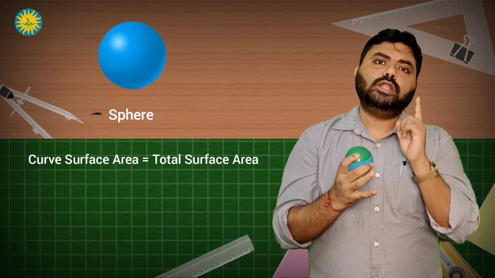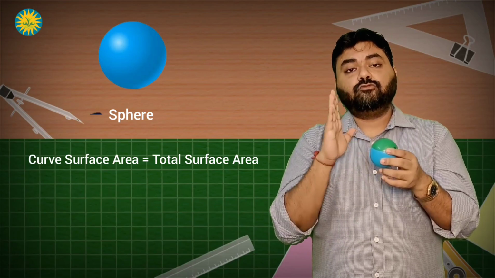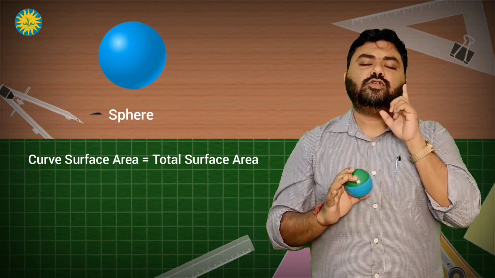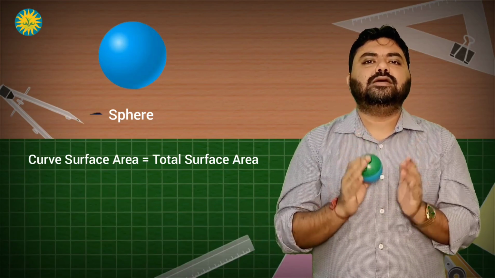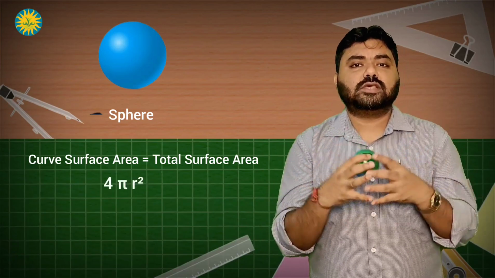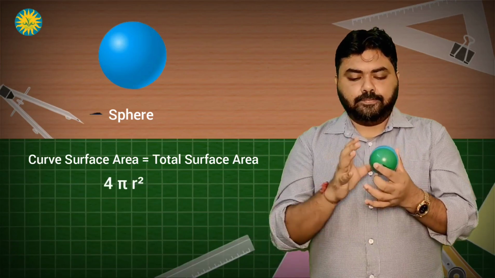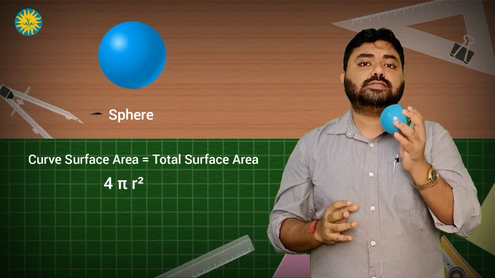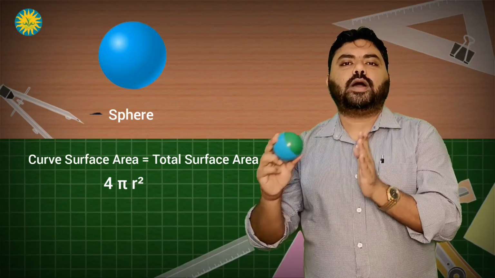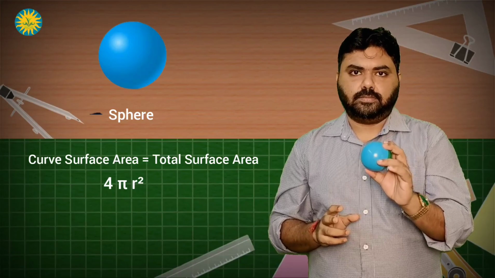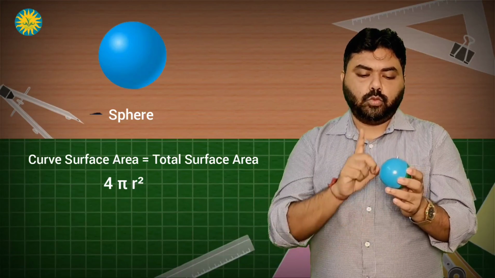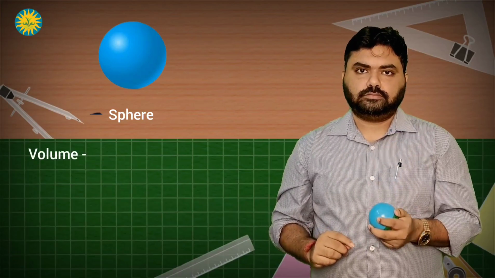So there is only one surface, and since 4 circles form a sphere, the area of each circle is pi r square. Therefore the area of 4 circles will be 4 pi r square. Therefore the total surface area as well as the curved surface area will be 4 pi r square in case of a sphere.